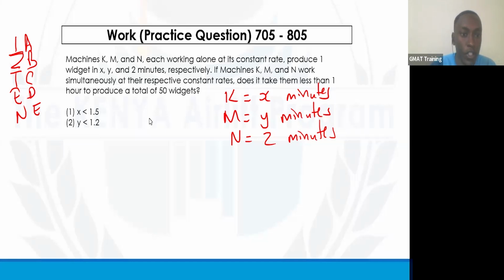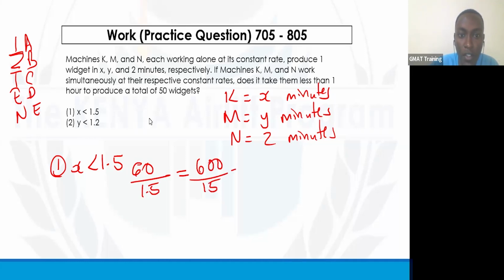Okay, so let's go straight to the statements. We have statement 1, X is less than 1.5. So K produces a widget in less than 1.5 minutes. This means that K produces more than one widget in 1.5 minutes. So in 60 minutes, or in 1 hour, divided by 1.5, we'll have 600 divided by 15, which is by 3, gives us 5 by 3. This gives us 200, and this gives us 40. So in 1 hour, K will have produced more than 40 widgets.